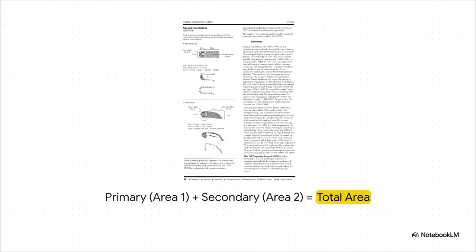Think about how this addition works in practice. Say you have a primary defect that measures 1 by 1 centimeter, giving us 1 square centimeter.